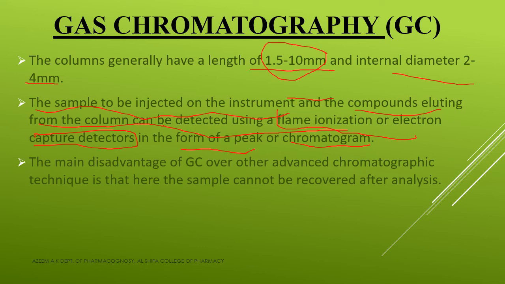Clear? So here the columns will be having a general length of 1.5 to 10 millimeter. Then the internal diameter of the column is 2 to 4 millimeter. Clear? Now the sample is to be injected on the instrument, and the compounds eluting from the column can be detected using a flame ionization or electron capture detector in the form of a peak or chromatogram.